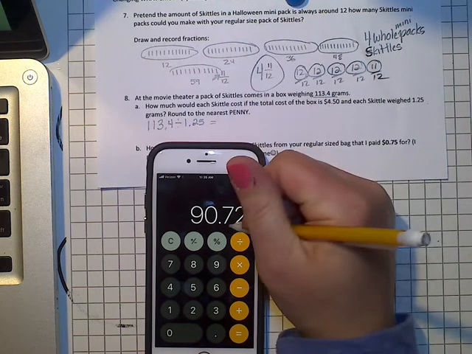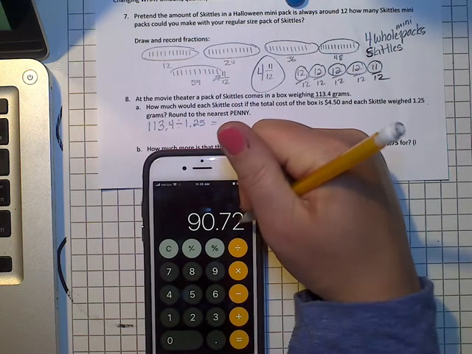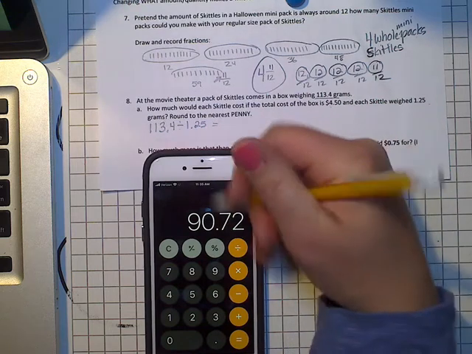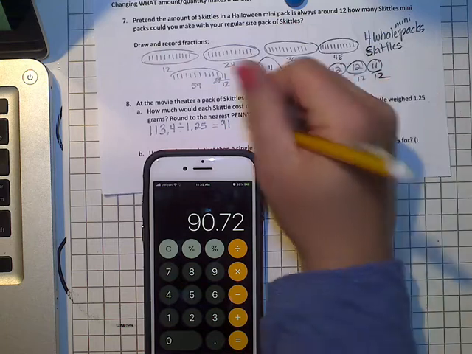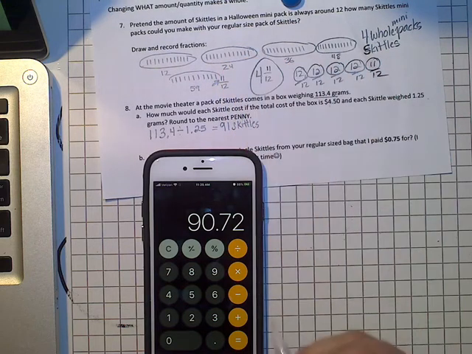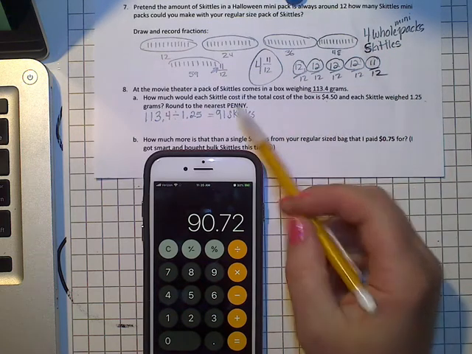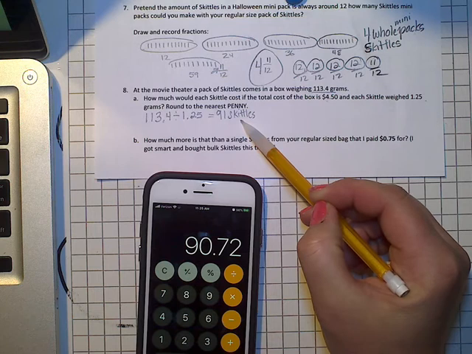That gets us about 90. So we're not going to try to talk about parts of a Skittle, or we could say 91 and round up, so we can say 91 Skittles about. So we have about 91 Skittles. So that's the unit weight, and that was the total weight. So we have about 91 Skittles.